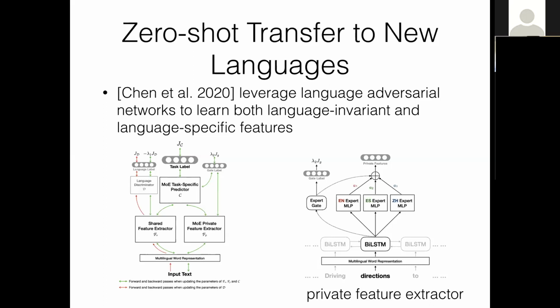The advantage of this model is that it doesn't require any bilingual dictionary or any parallel data. It simply works with monolingual representations to compute the multilingual word representations.